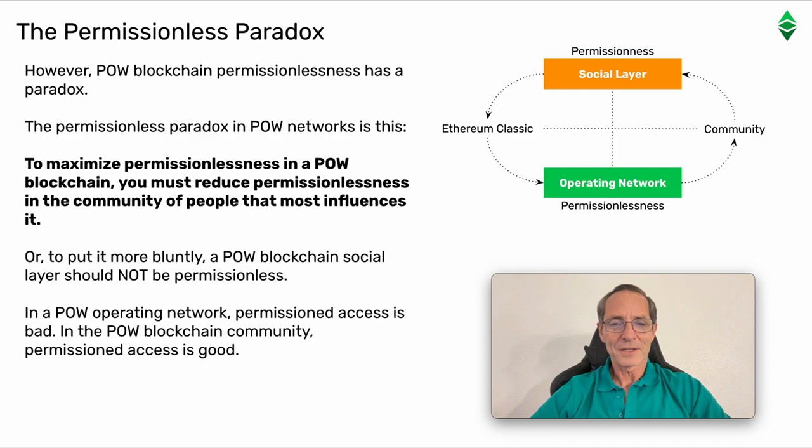The permissionless paradox. However, proof-of-work blockchain permissionlessness has a paradox. The permissionless paradox in proof-of-work networks is this. To maximize permissionlessness in a proof-of-work blockchain, you must reduce permissionlessness in the community of people that most influences it. Or, to put it more bluntly, a proof-of-work blockchain social layer should not be permissionless. In a proof-of-work operating network, permissioned access is bad. In the proof-of-work blockchain community, permissioned access is good.